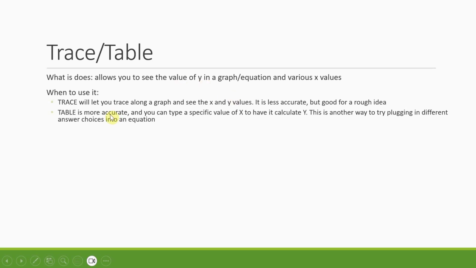Table is more accurate, or I should say more precise, where you can give it specifically, x is this, what's y? This is another really helpful way to try plugging in different answer choices. If they're all going to go into the same formula, you can put that formula into y equals, go to table, and then type in all the different answer choices as x and view what all of those answers will give you.